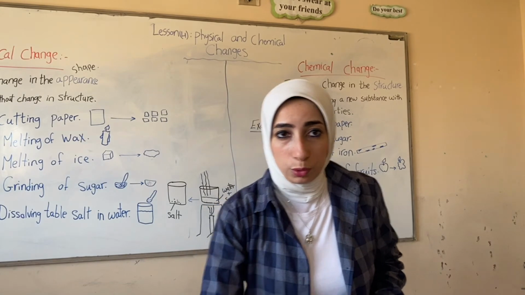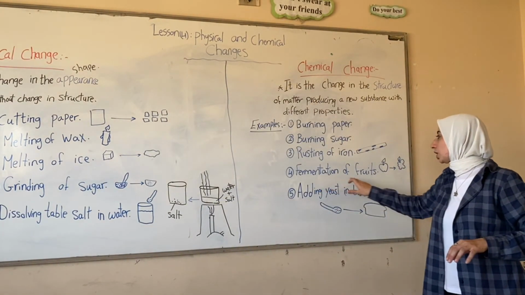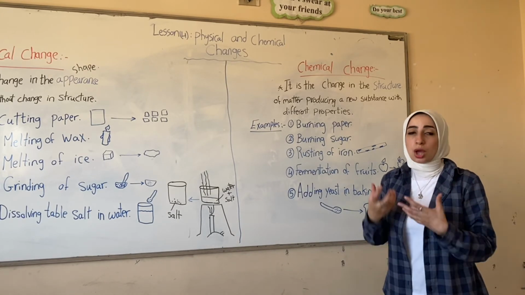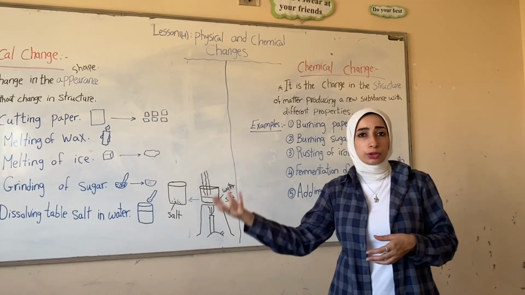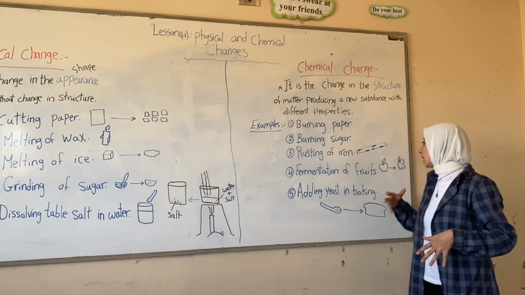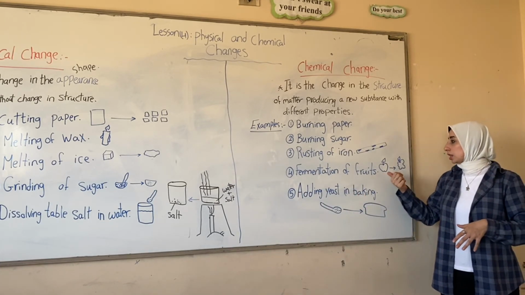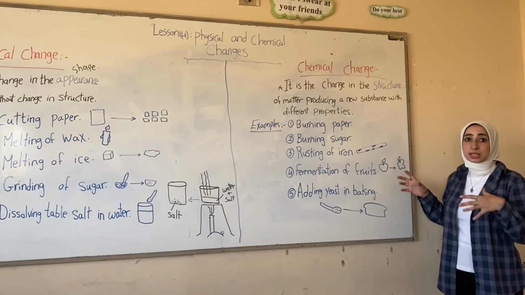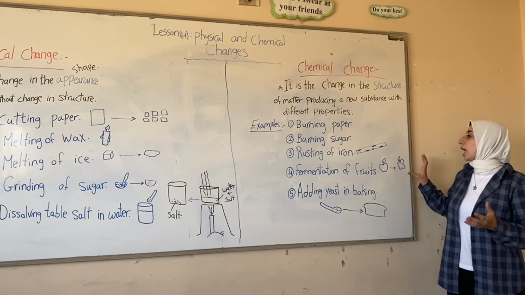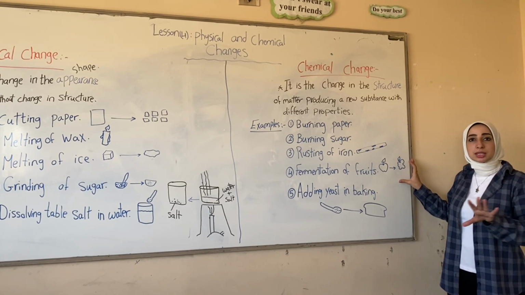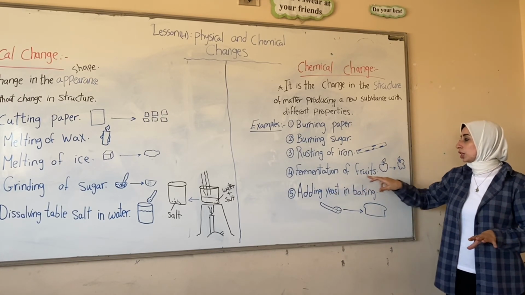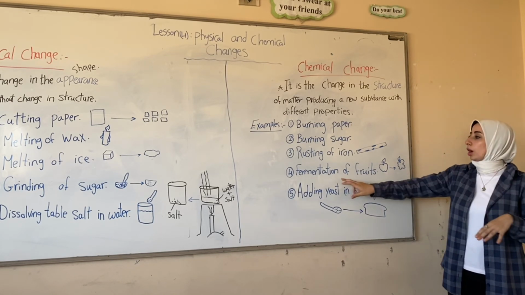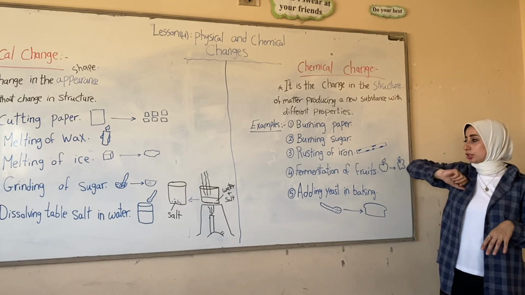Number 4, fermentation of fruits. What does it mean by fermentation of fruits? When you leave your fruits outside the fridge for several days, you can find that the fruit has changed. It smells bad, its color has changed also, and you can't eat it anymore. This is called fermentation of fruits. It changed into a different substance. So I call it chemical change.